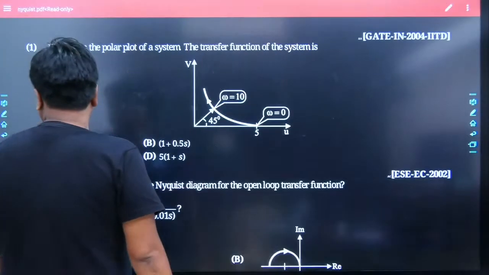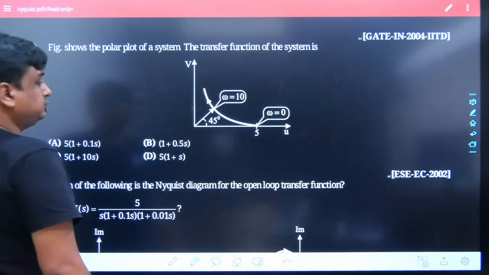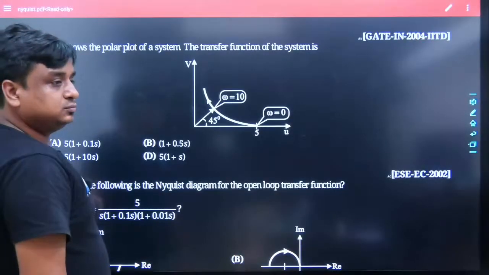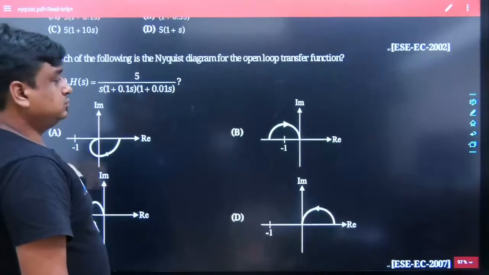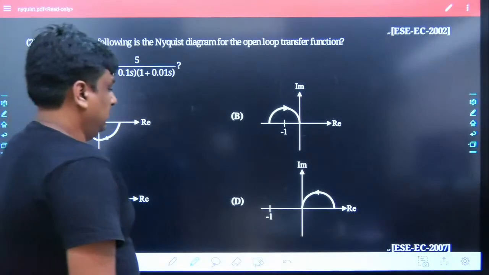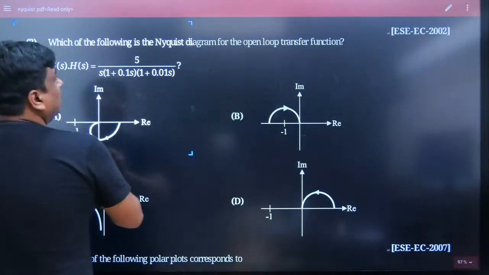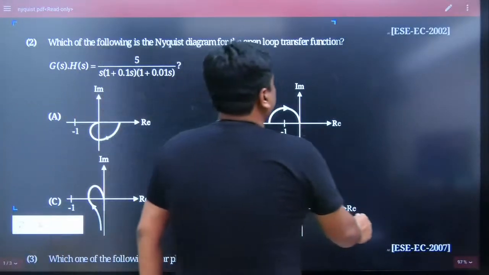In the same sequence, let me move forward. And let me take the next question which comes in front of you.